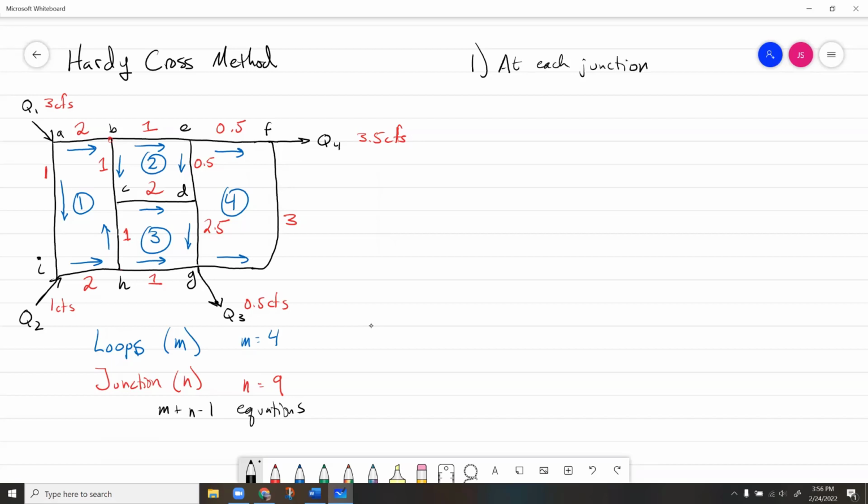say, for example, of a particular loop, and we'll look at loop 2. So we've got B, C, D, and E. The total inflow must equal the outflow. And so that's going to be our junction equations.